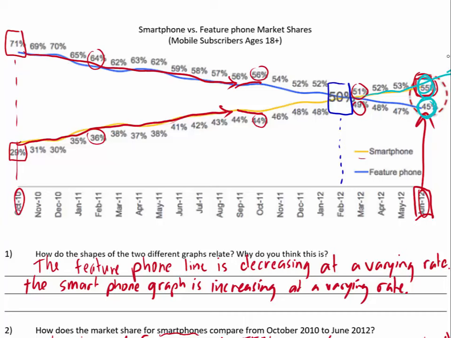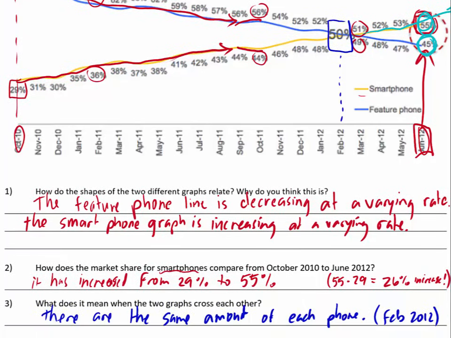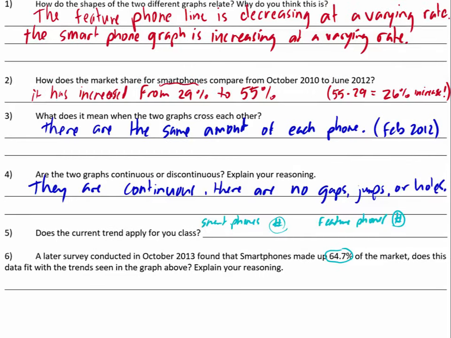Now, in terms of time, I think that's fairly reasonable. 2013 would be the next year. So in 1 year, it's possible that it could raise almost 10%. So yes, this seems reasonable. And I would suspect this 65% is probably more close to the percentage and the ratio of smartphones to feature phones in your class. It actually might be a little higher than that.